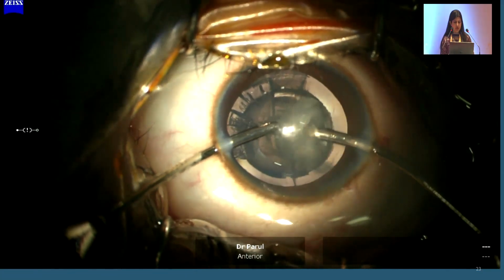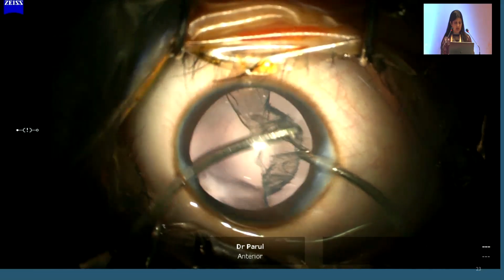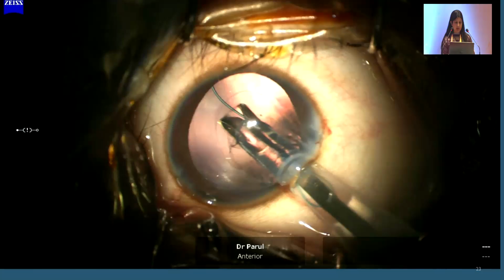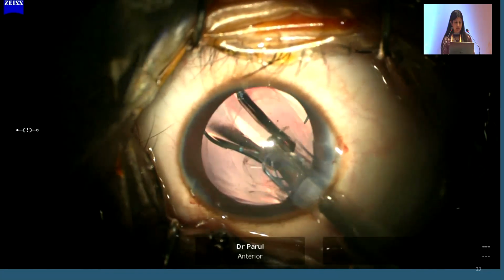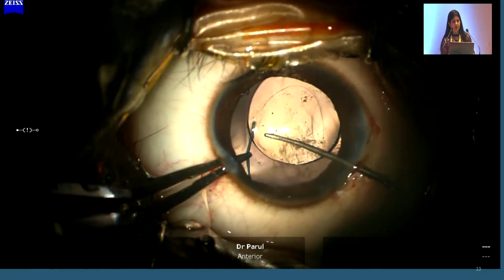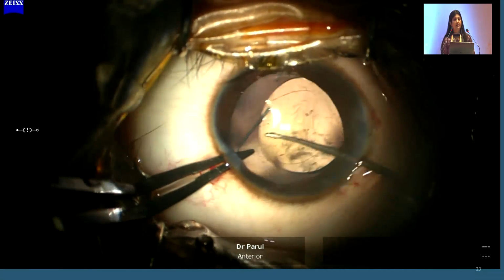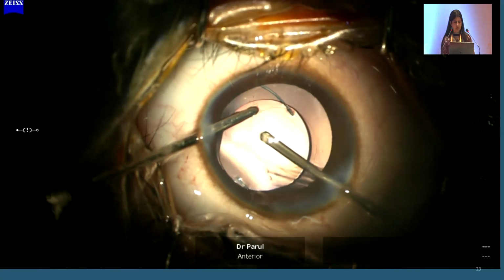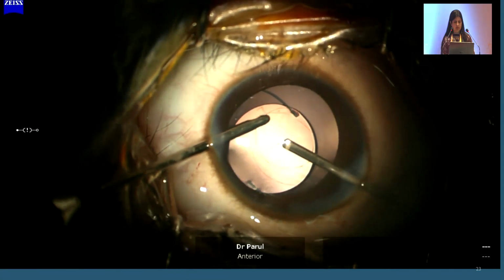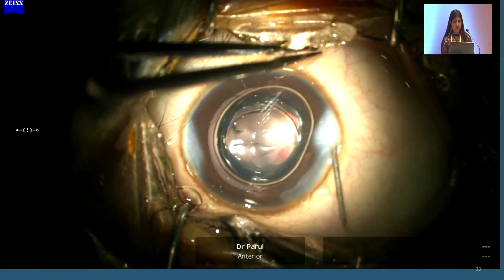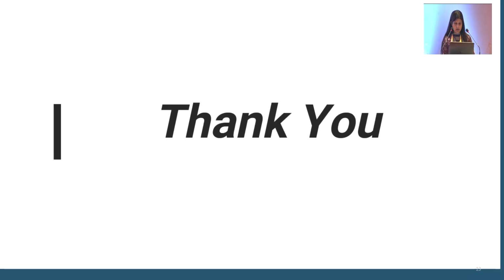Multi-quadrant hydrodissection as well as delineation is done. That's why we could see a small nucleus coming over in the anterior chamber. We can do a posterior capsulotomy initially, or we can do the posterior capsulotomy and anterior vitrectomy after we put the IOL. We should hydrate the side ports nicely.